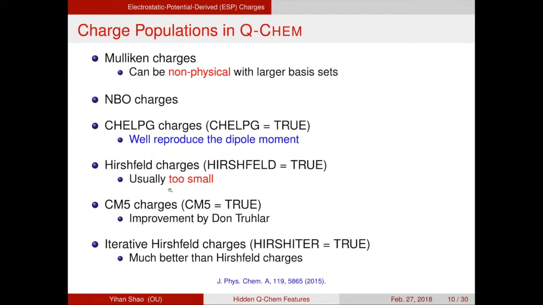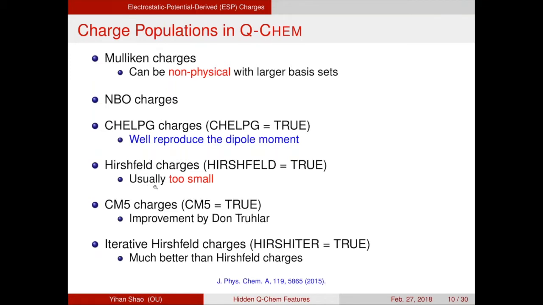To fix that, there are two ways. In Q-Chem, the first one is called the CM5 charge model, that's charge model 5. That was developed by Don Truhlar's group at the University of Minnesota, and it is used in, for example, the SM12 solvation model. But another implementation is also available in Q-Chem by John Herbert's group. The only thing we have to do there is to put CM5 equal true in the input file.